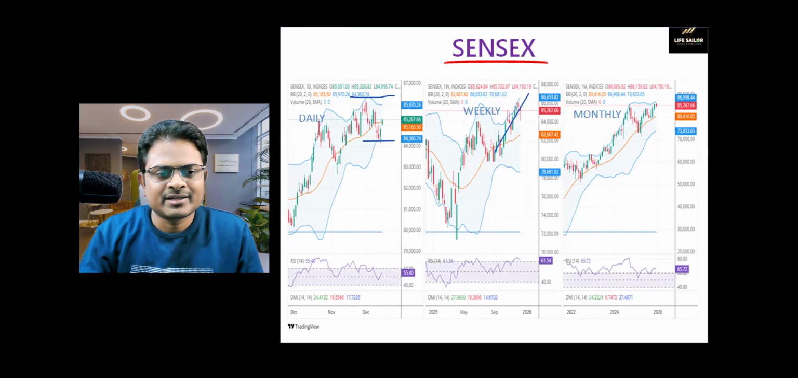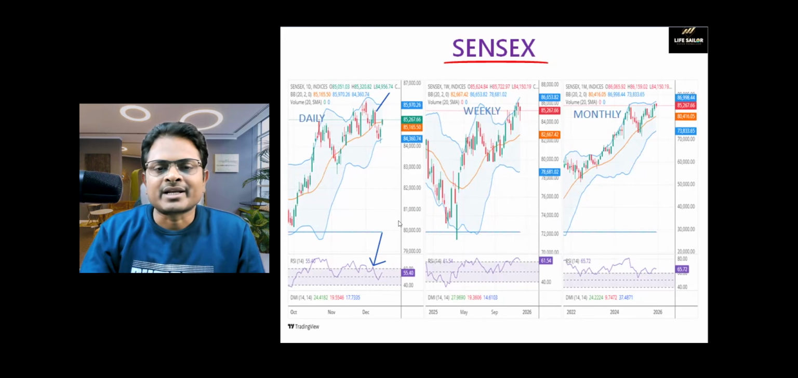Sensex also same like Nifty 50, weekly monthly RSI above 60 but daily below 60. Again, here also there is range shift happen on daily. So our market is also showing sign of sideways market. There is no trending market, trending signal we can observe from this analysis.